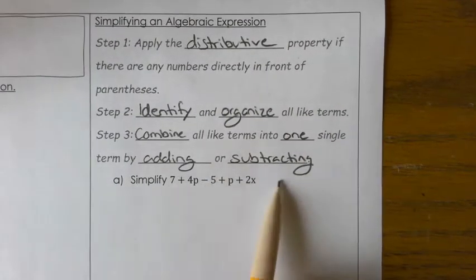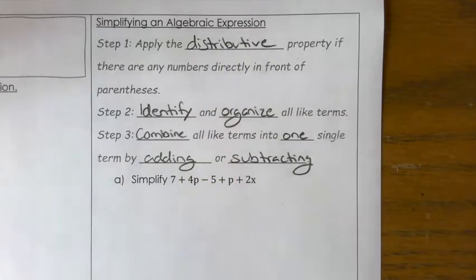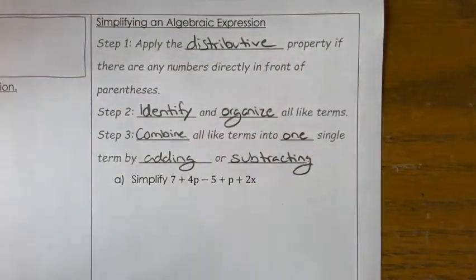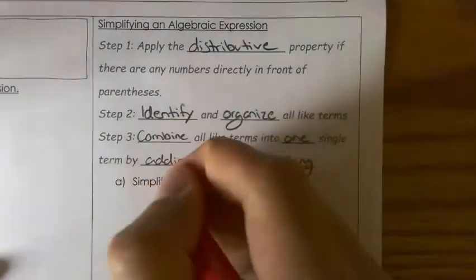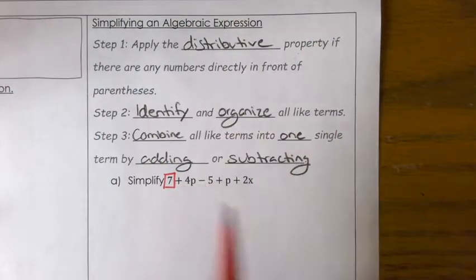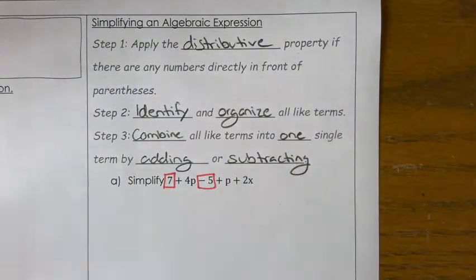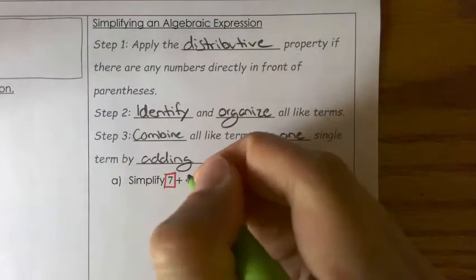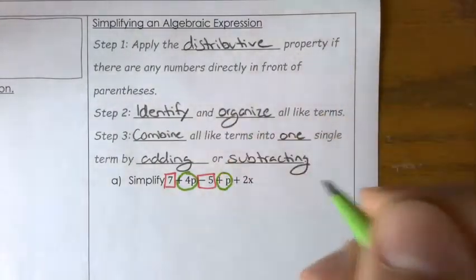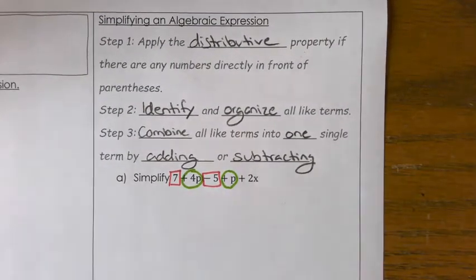First one. So I don't see any parentheses, meaning there's no example of a distributive property in here. Next step, we need to identify and organize the like terms. So let's go through with our colors. 7 is first. Is there anything else that's just a number, just a constant? Oh, -5. And that's it, because everything else is variables. Okay. How about the +4p? Does anything else have a p? Oh, right here. This has a p. And that's it, because this one is the only one that has an x. So let's go ahead and organize those then.